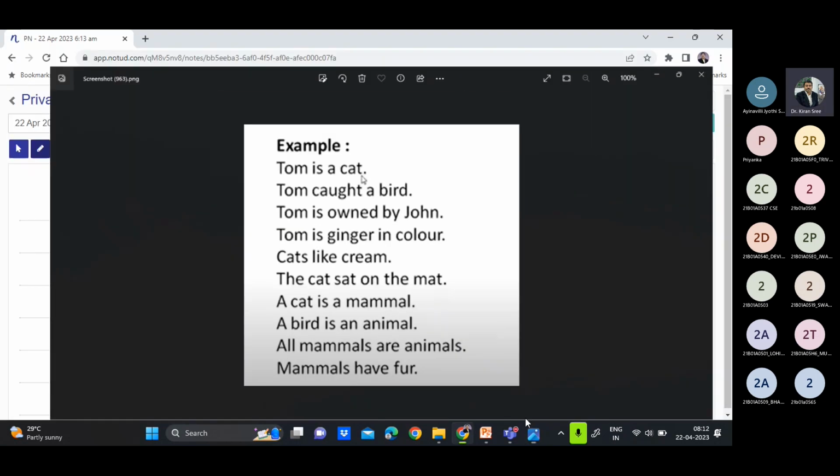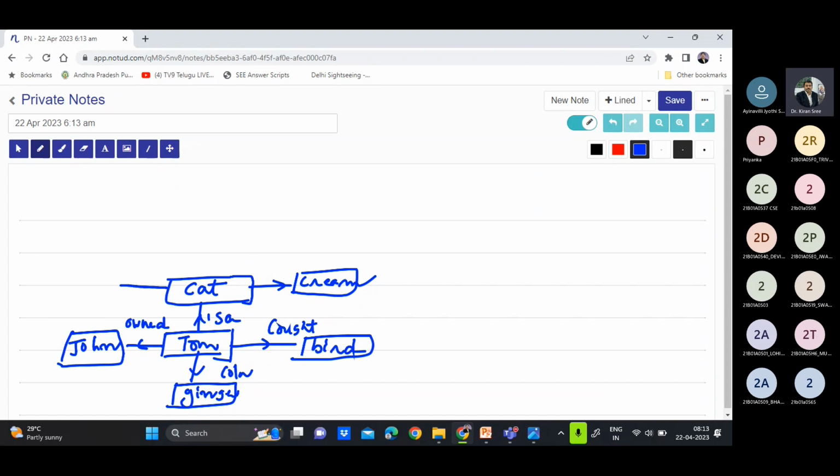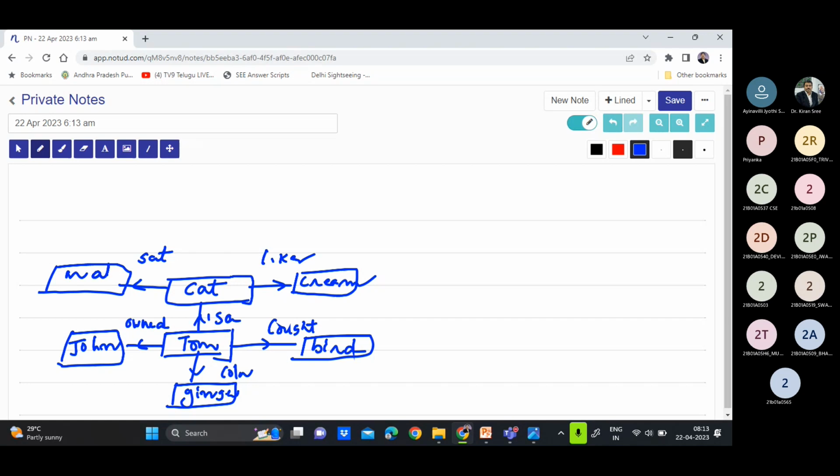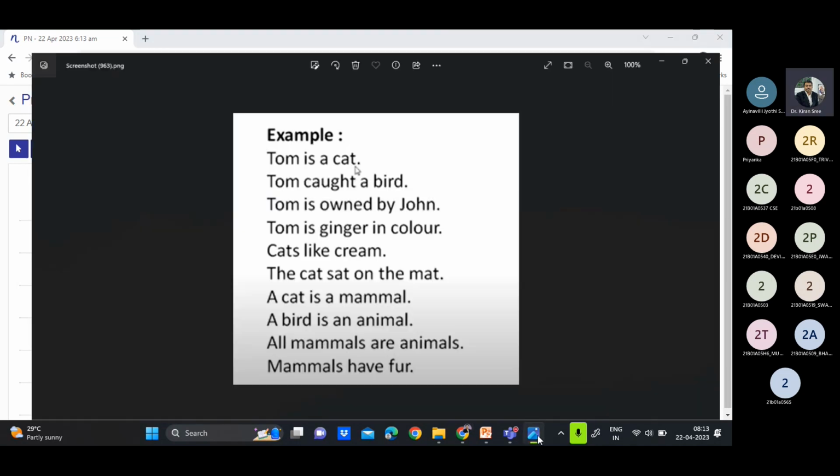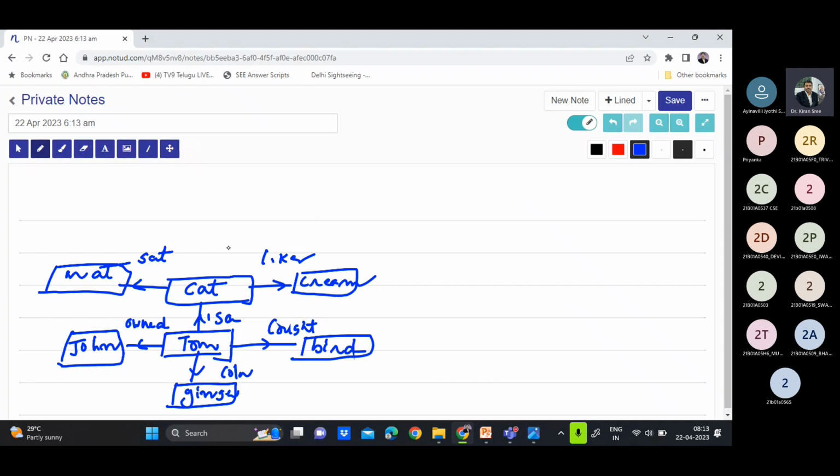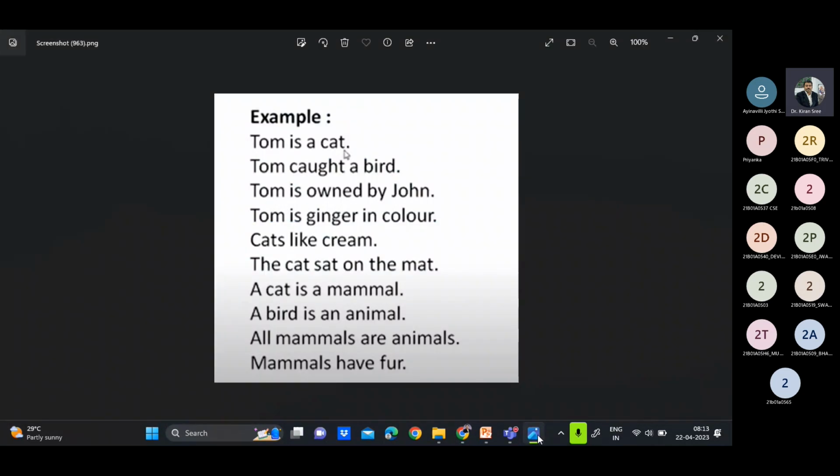The cat sat on a mat. So this cat at this moment sat on a mat. Cat likes cream. Cat sat on a mat. A cat is a mammal. That's what they have given.